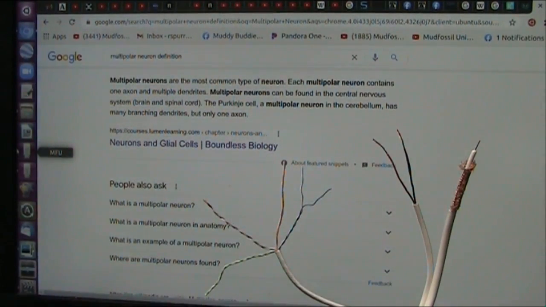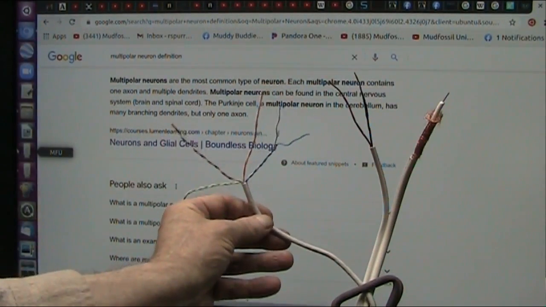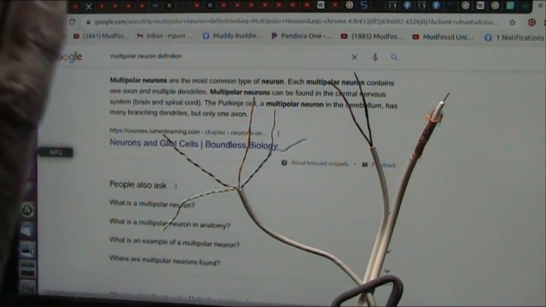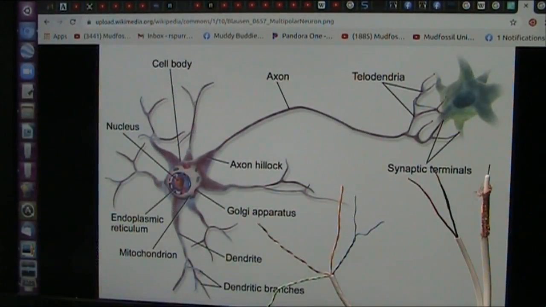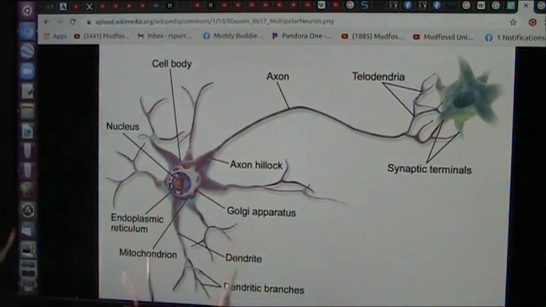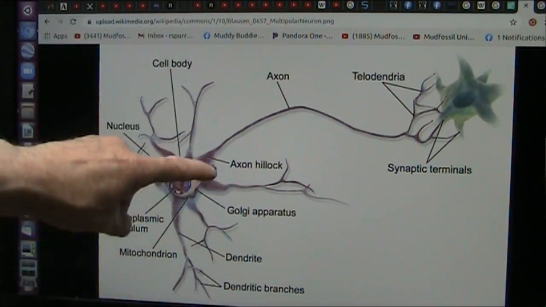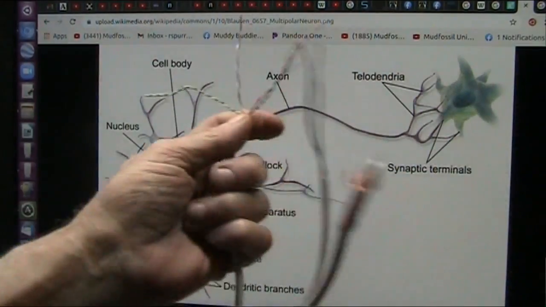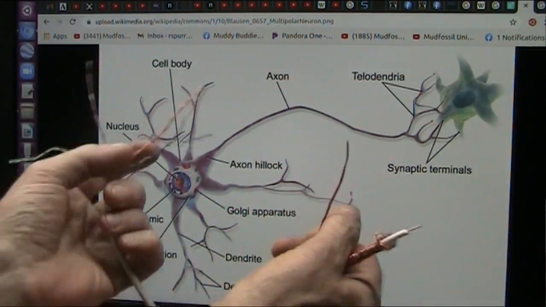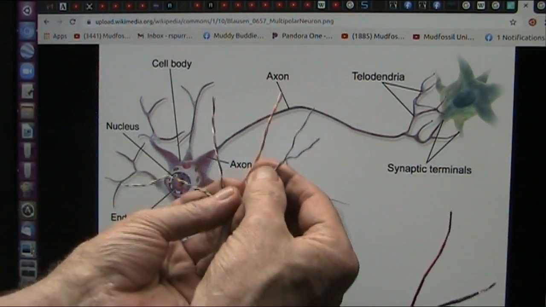Now, let's take a look at the actual pictures of these things, and then I am going to show you what they represent in the wiring. They're literally identical to wiring. All right, this is what we're just talking about. These are the dendrites. This is the axon they're talking about. That is the wire. That's that main wire.